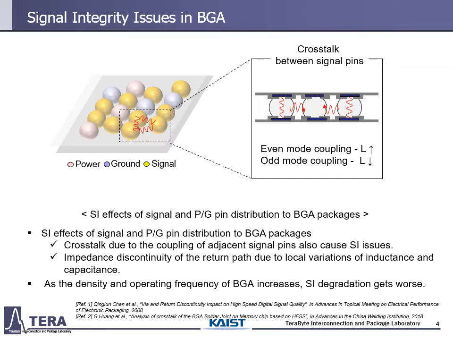The signal integrity issues of the BGA packages related to the distribution of signal and power ground pins are as follows. The adjacent BGAs will couple with one another, which changes the inductance of the BGAs. And also, the local variations of inductance and capacitance in the BGA package trigger impedance discontinuity to the return path of the BGA and also nearby transmission lines.